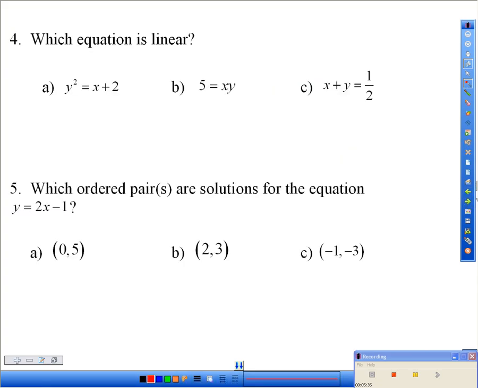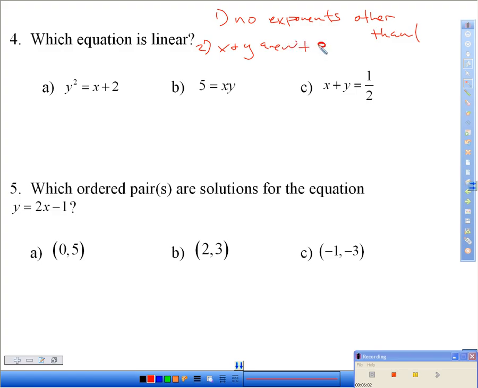Looking at number 4, the question is, which equation is linear? Linear equations have, we know, 3 things about them. First, no exponents other than 1. Second, we know that x and y can't be multiplied. And the third thing we said is no variables in the denominator.